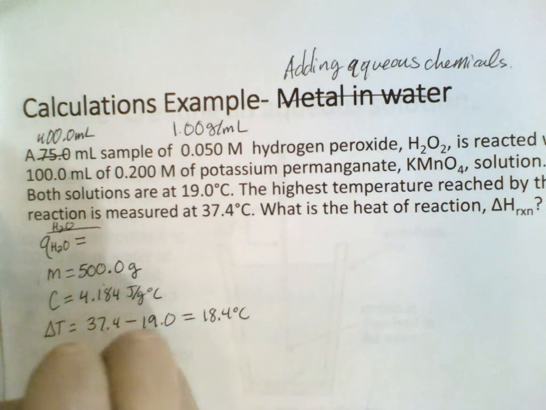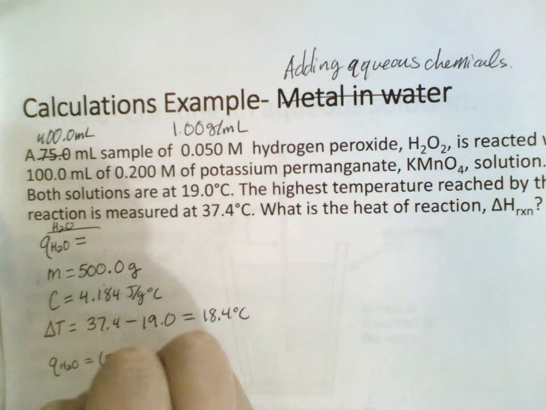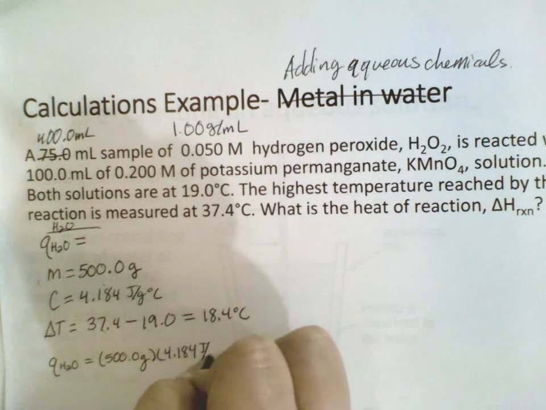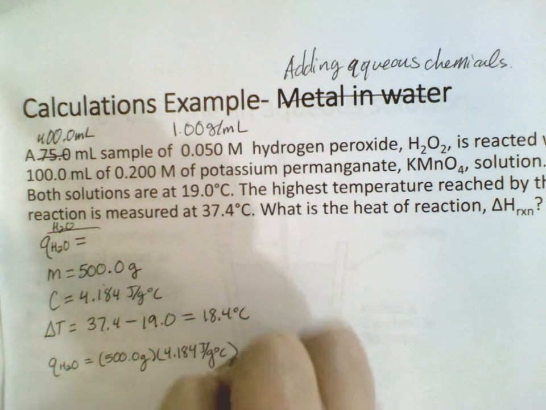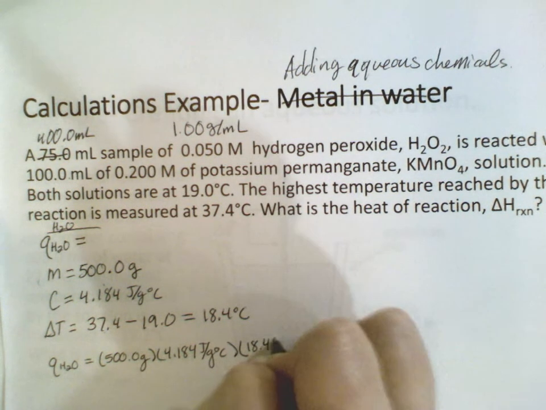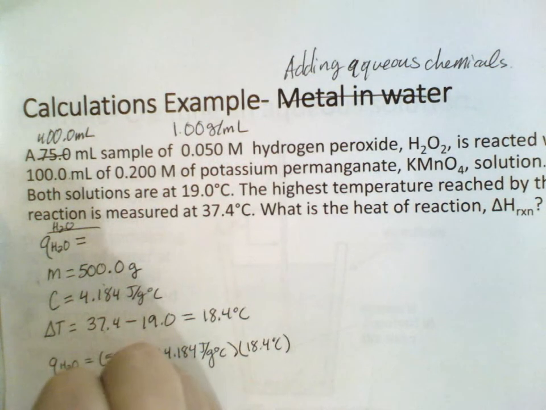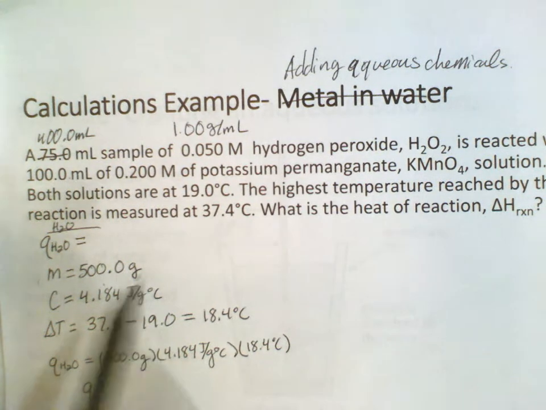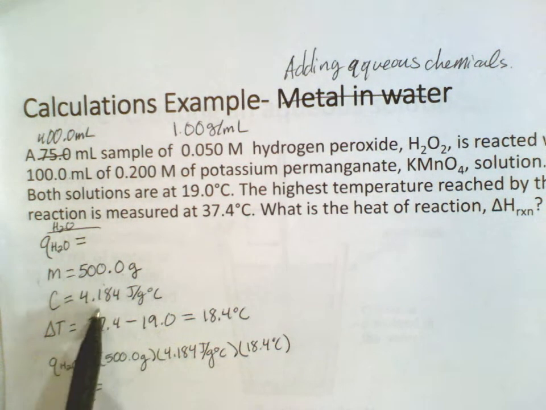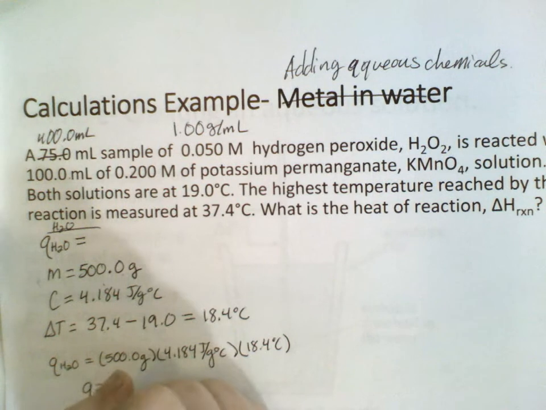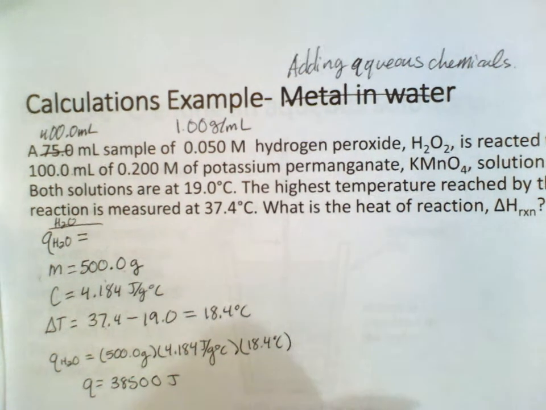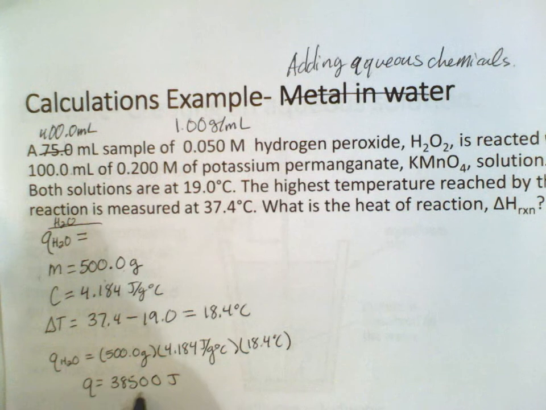Q of our water equals 500 grams times our specific heat times our change in temperature. So our Q of our water is equal to, multiply all these together, you should have, we have 4 sig figs here, 4 and then 3. So we get 3 sig figs, 38500 is what I got, joules. So that is our amount of energy gained by our water.